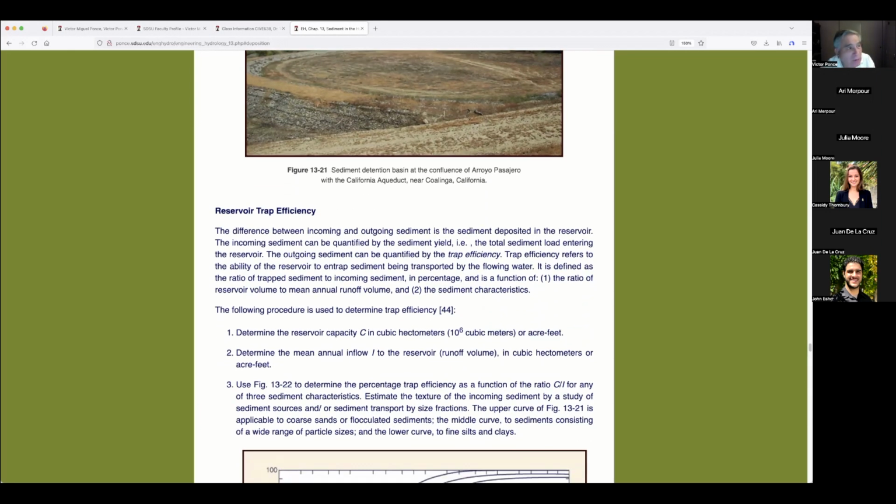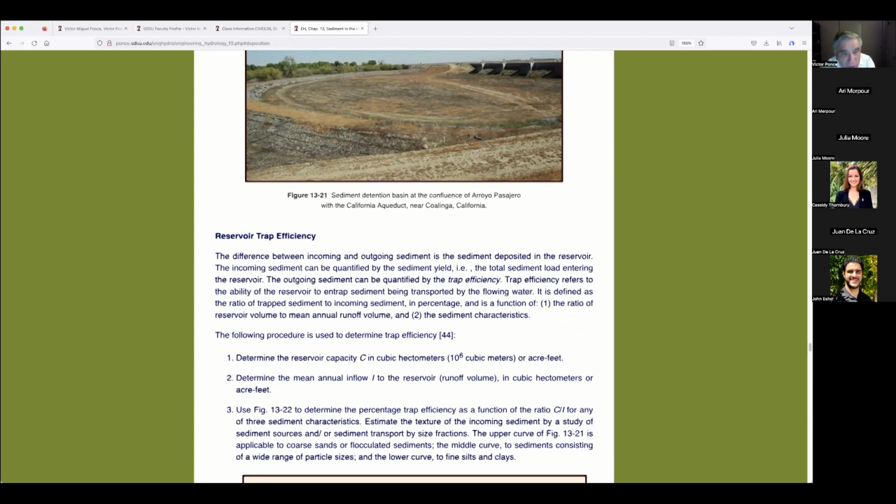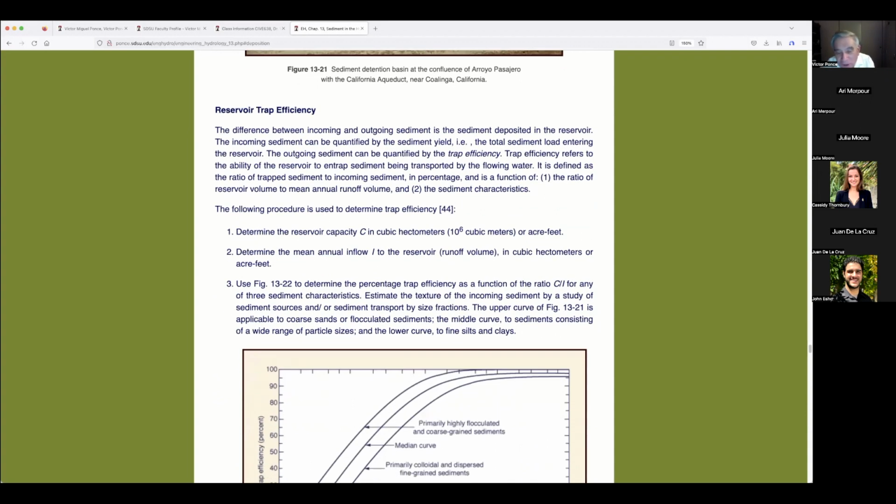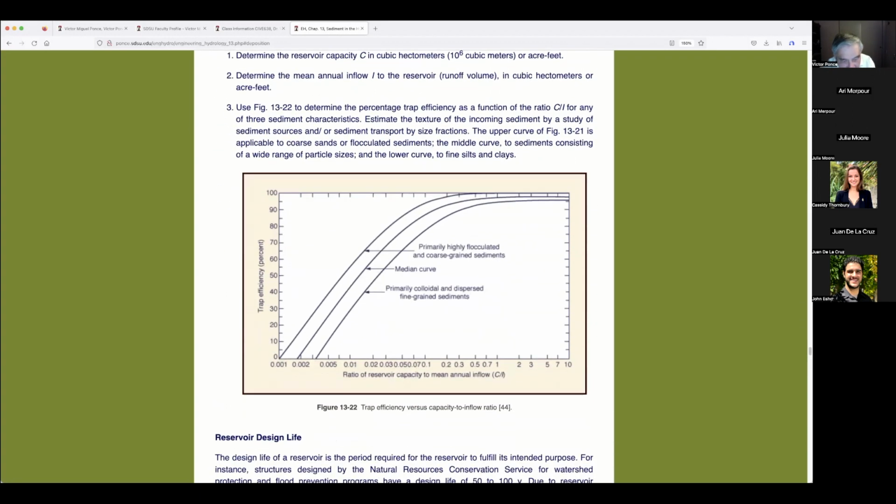Okay, so now we're going to move on to reservoir trap efficiency. We are going to be doing this calculation of reservoir trap efficiency. For this, we're going to use the so-called Brune curves. People call them just the reservoir trap efficiency curves. Other people call them the Brune curves. I am not sure that I mentioned the name Brune in here.